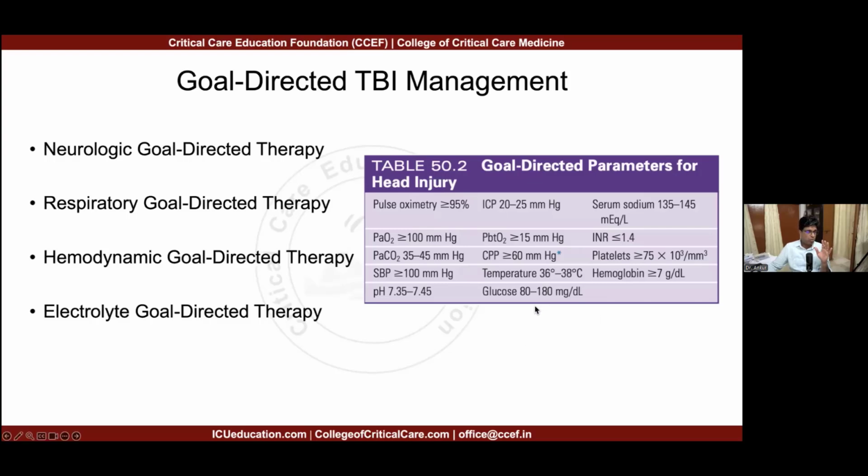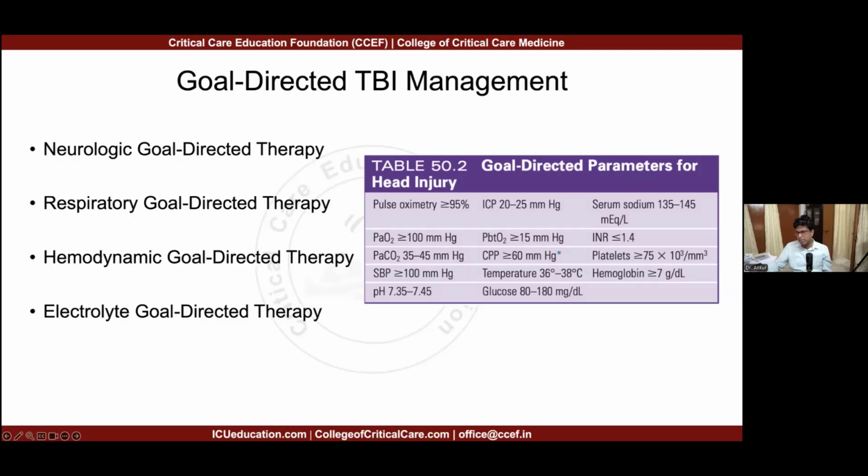Glucose: no role of strict glucose monitoring. You need to keep it somewhere around 150 to 180. The reason, we'll discuss this later also, why it is important. Sodium levels: usually these patients have hypernatremia, but don't make the patients hyponatremic. Keep it in the normal range. INR and platelets should be in the normal range, and hemoglobin above 7.